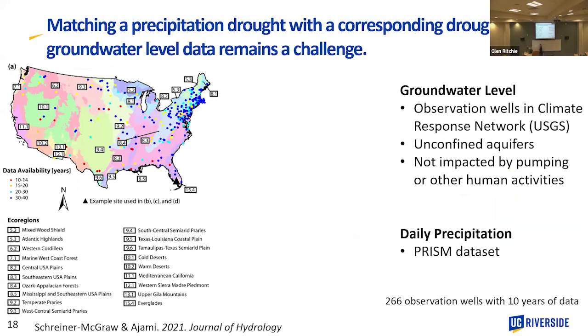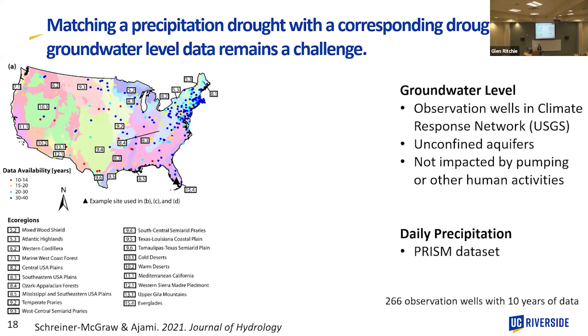So what we did, we looked at data from observation wells in the climate response network. These are the wells that are not impacted by human activities. The impact of pumping is low. As you can see, we don't have many examples in Texas and California. These are the wells that are tapped into unconfined aquifer systems.